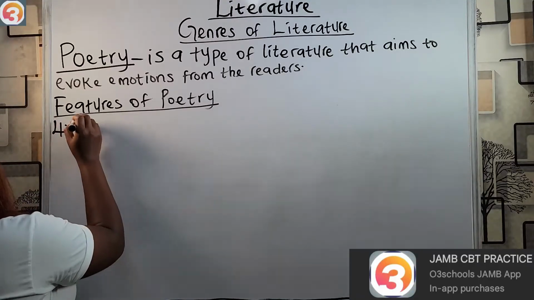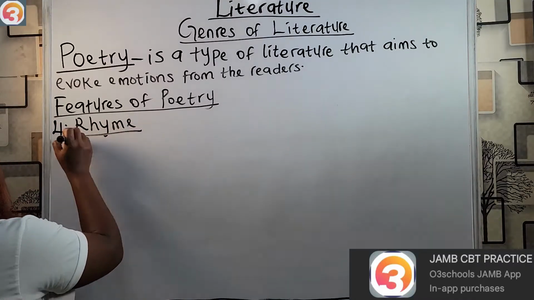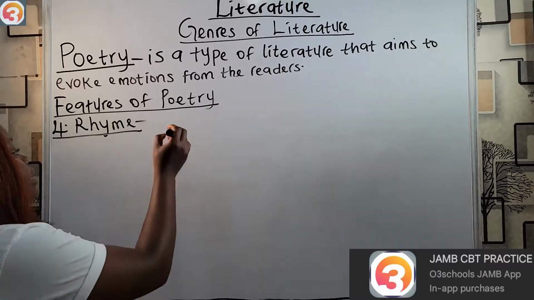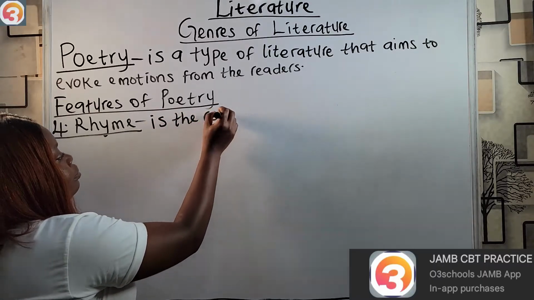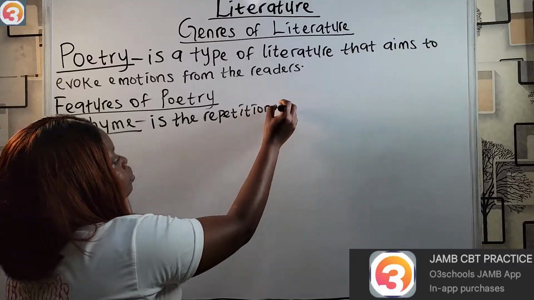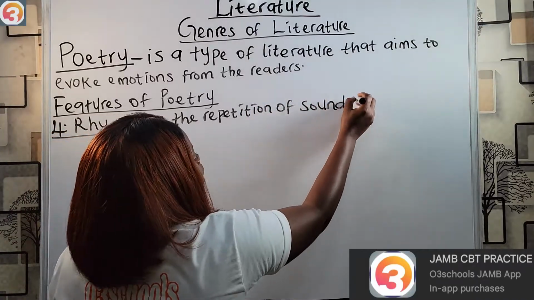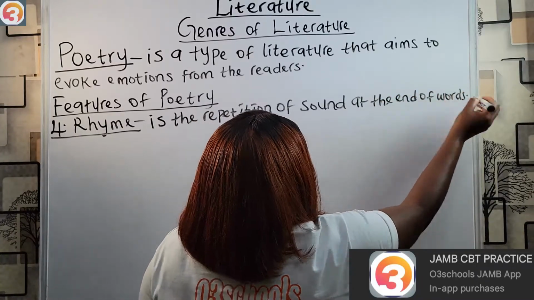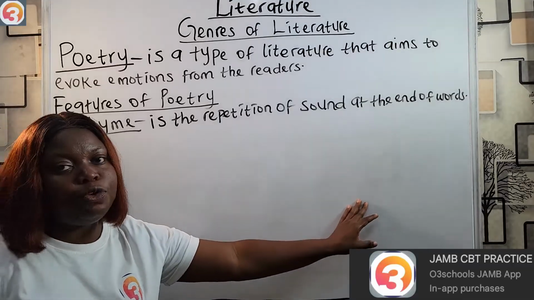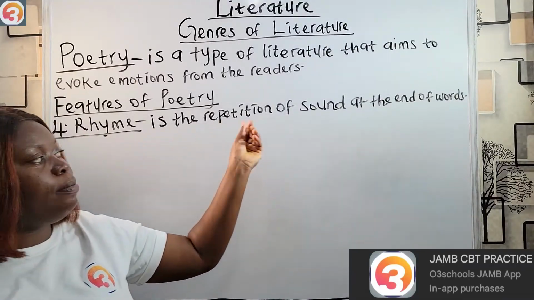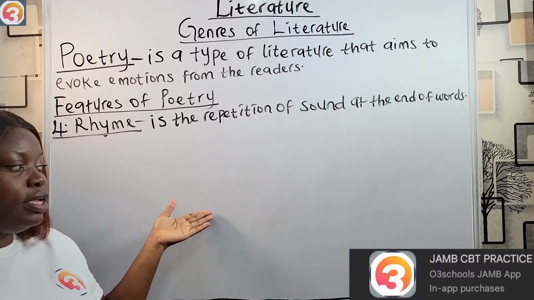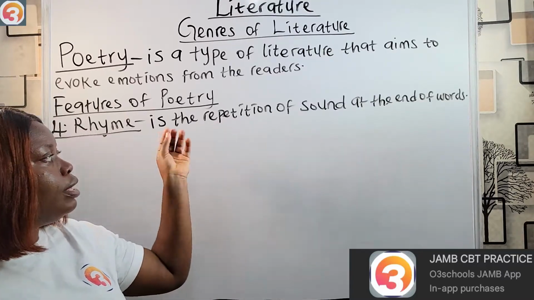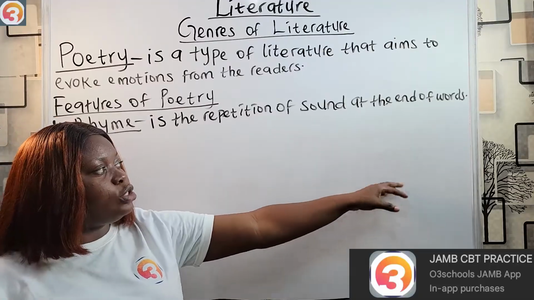Next we have rhyme. This is easy. There's a video on rhyme, you can check out the whole video. But rhyme is simply the repetition of sound at the end of words. Rhyme is more about sound than spellings. So it doesn't matter if they are spelled differently. What matters is the sound. What sound can you get from those words? So by the time we have the same sound being repeated in words, we refer to it as rhyme.